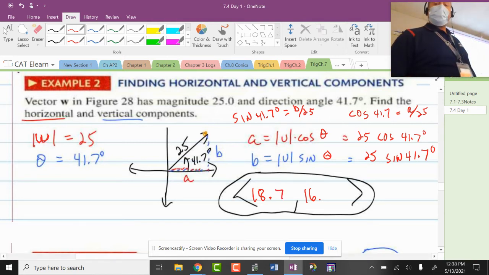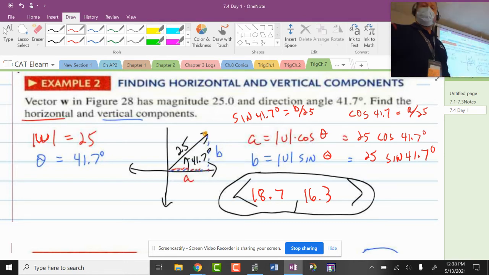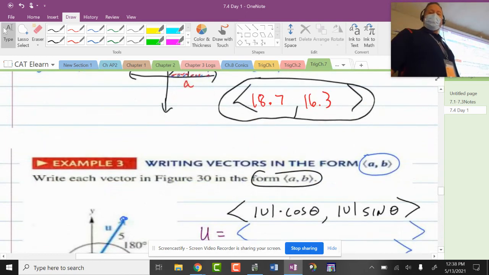18.7 and then 16.3. It's kind of what I remember in the other. So again, understand that I go 18 right, 0.7, and then 16.3 up, and then that's where that coordinate would end for a length of 25 on that vector. Very simple, right? It's just back and forth. Then I think I do the same.